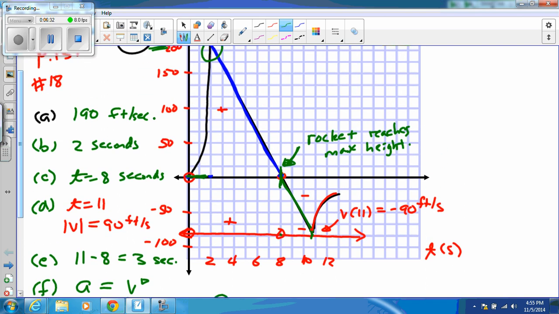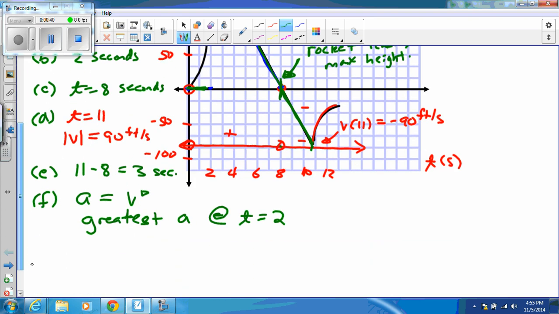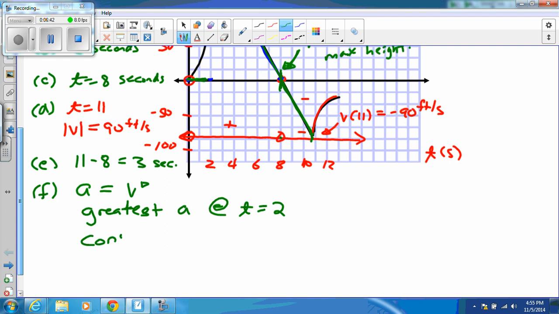And when is the acceleration constant? Now I'm looking for constant slope. You can see that that occurs all throughout here, from t equals 2 all the way to t equals 11.